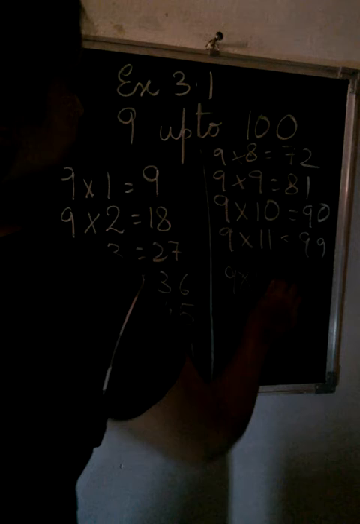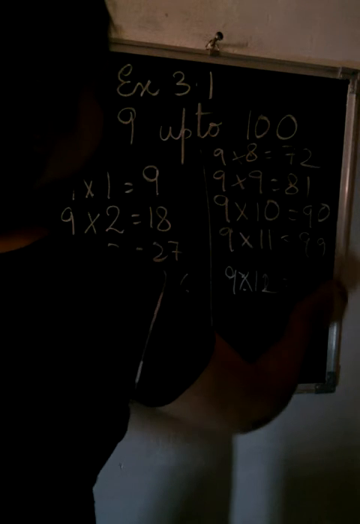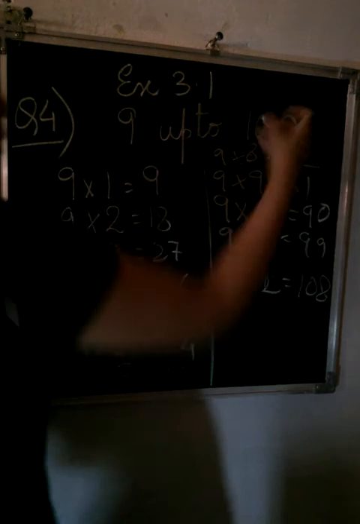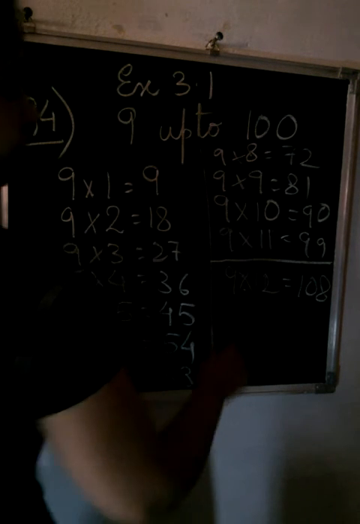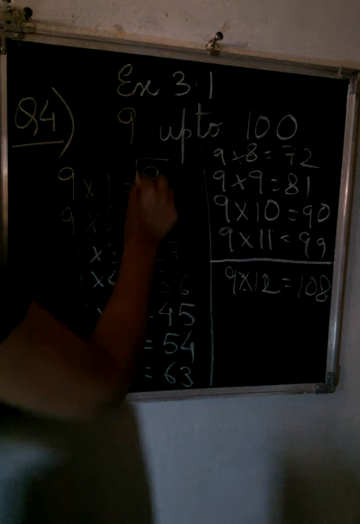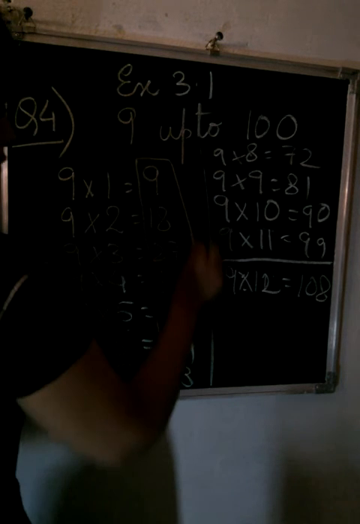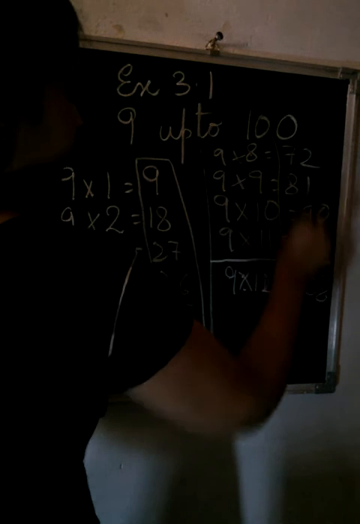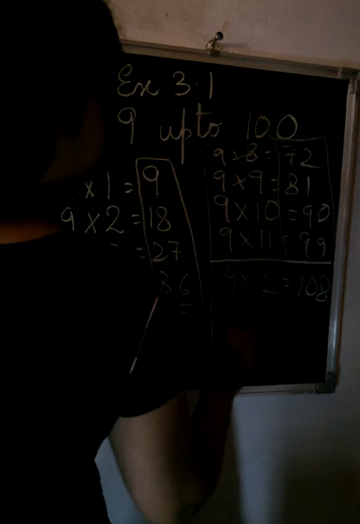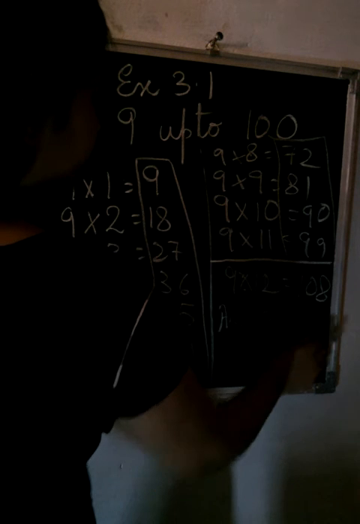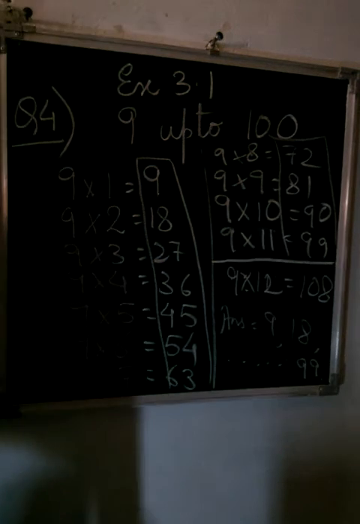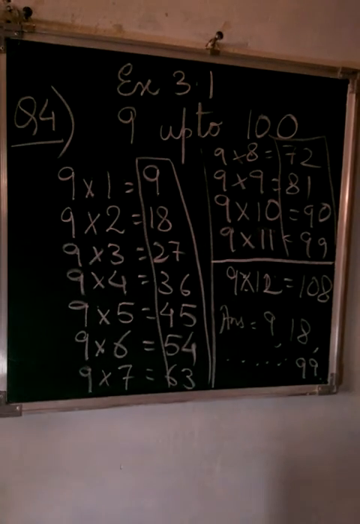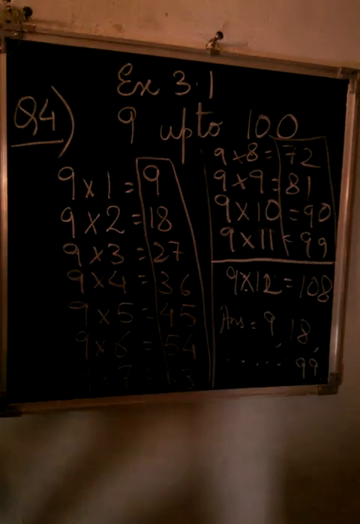9 twelves are 108. So we have to write only up to 100. That means write up to here, not from here. Got it? So what is your answer? You will write 9, 18 and all the way till 99. Clear? So this completes question number 4 of exercise 3.1.